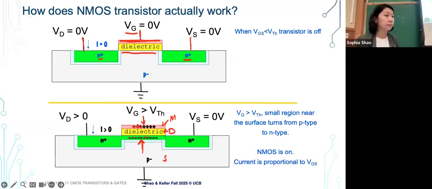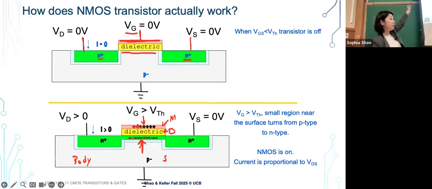But are the negative charges from the N+ drains? The negative charge is actually from the body of the transistor. So here is the body, the P-negative part. It attracts enough electrons to form the channel, and once the channel connects, then things can flow between the source and the drain there.